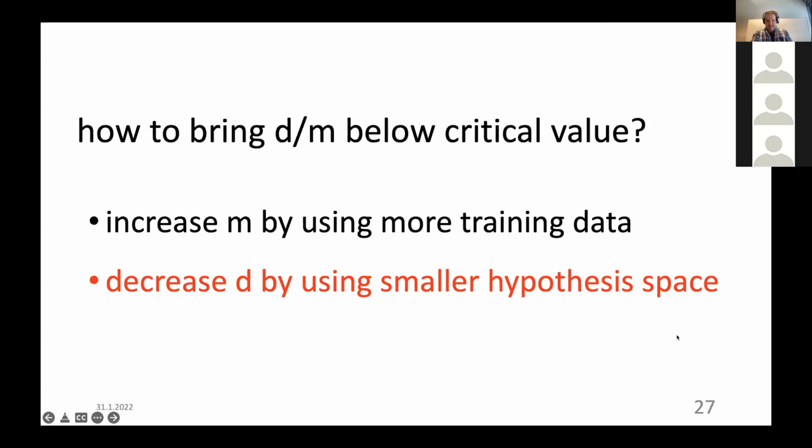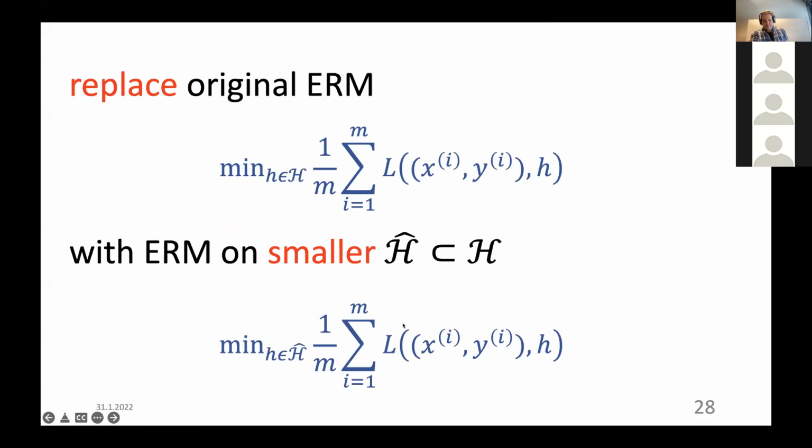We can either increase the size of the data set, or we can make the model smaller. We can try to reduce the effective dimension. Do you have ideas? Let's say we start with a hypothesis space being the set of all polynomials of degree 3. How could we make this hypothesis space smaller? Or this model? Yeah, use smaller degree. Yes, that's one way.